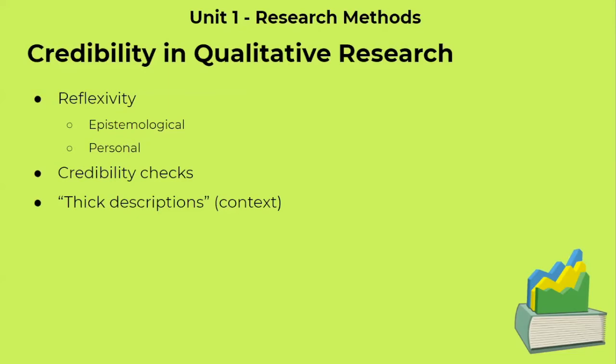The next one here are credibility checks. This is basically going back to your participant and asking them if your interpretation of the qualitative research is right. So if someone's in an interview and you're taking field notes, in order to check for credibility, you'd go back to your participant and say, is this what you actually meant? That would be a credibility check.